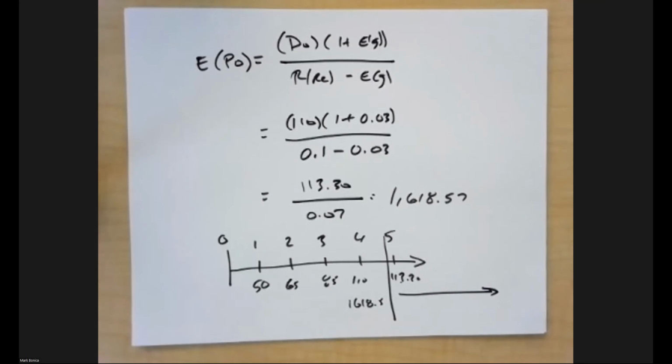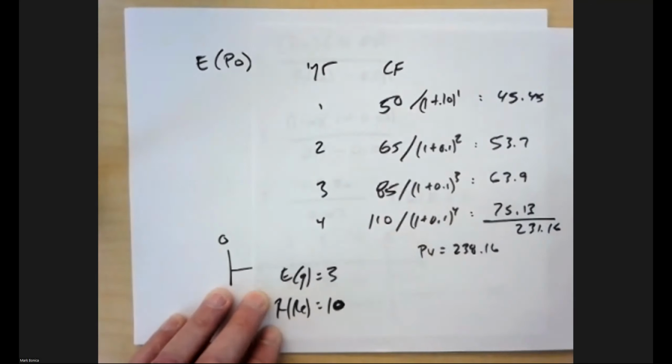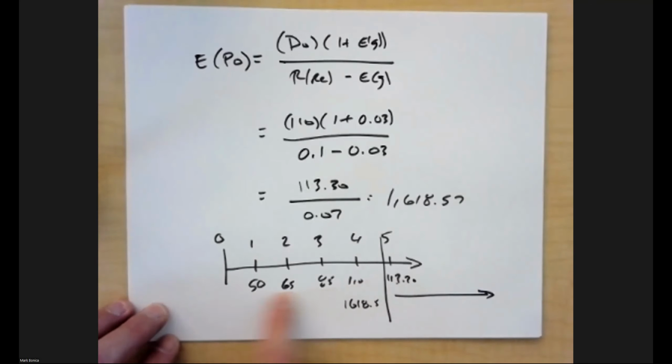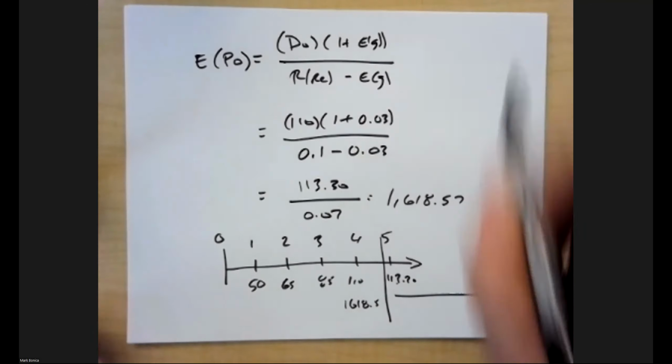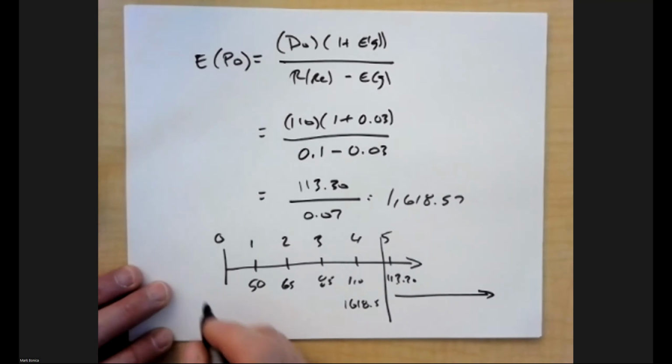Okay. And what we've already said, what Brianna said, was to get the present value of all these cash flows. We just did that. We said these cash flows, they're worth 238.16.